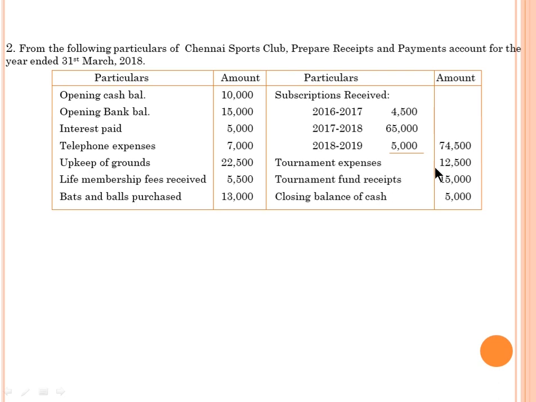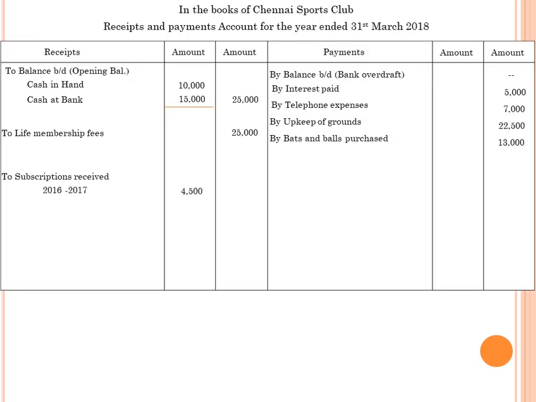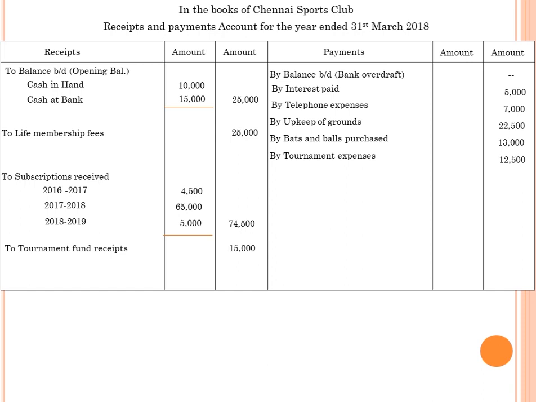The tournament expenses, payment side 12,500. Tournament fund receipts 15,000. And closing balance of cash 5,000. Let's move on to the receipts and payment account. See the subscription: 16-17 outstanding for the previous year, add current year 17-18 subscription fee 65,000, 18-19 subscription fee received in advance 5,000. Total 74,500. And now tournament expenses 12,500. Tournament fund receipts 15,000. Closing balance carried down, cash in hand 5,000, as given.